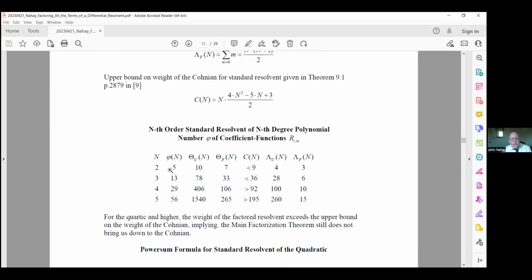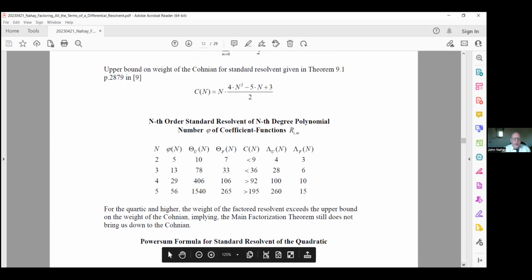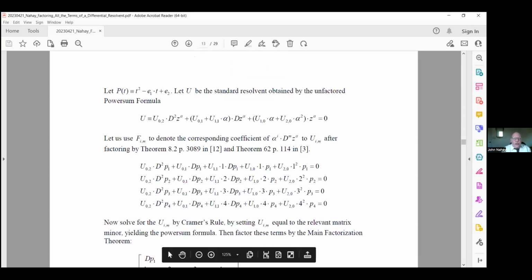Here's the number of terms, 5, 13, 29, 56 is the number of terms. And here's the weights before you factor, and here's the weights after you factor. Here's the conian. Here's an upper bound on the conian. For the quartic and higher, the weight of the factored resolvent exceeds the upper bound on the weight of the conian. It's implied in the main factorization theorem still does not bring us down to the conian, so more factoring needs to be done.